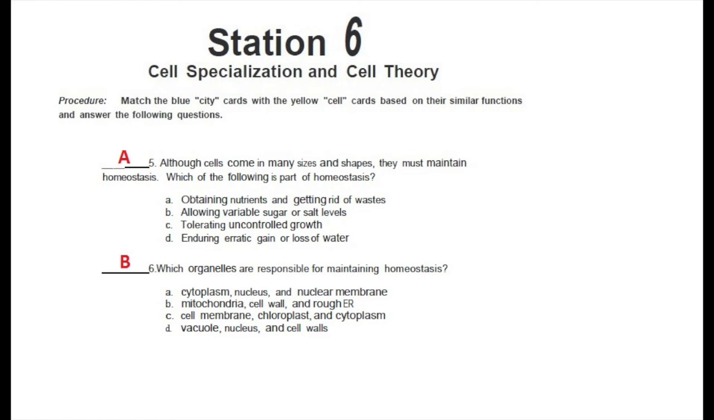All right, and then 5, obtaining nutrients and getting rid of waste is one way of maintaining homeostasis. And 6, the organelles that are most responsible for maintaining homeostasis are the mitochondria, the cell wall, and the rough endoplasmic reticulum. The rest of them, not so much.